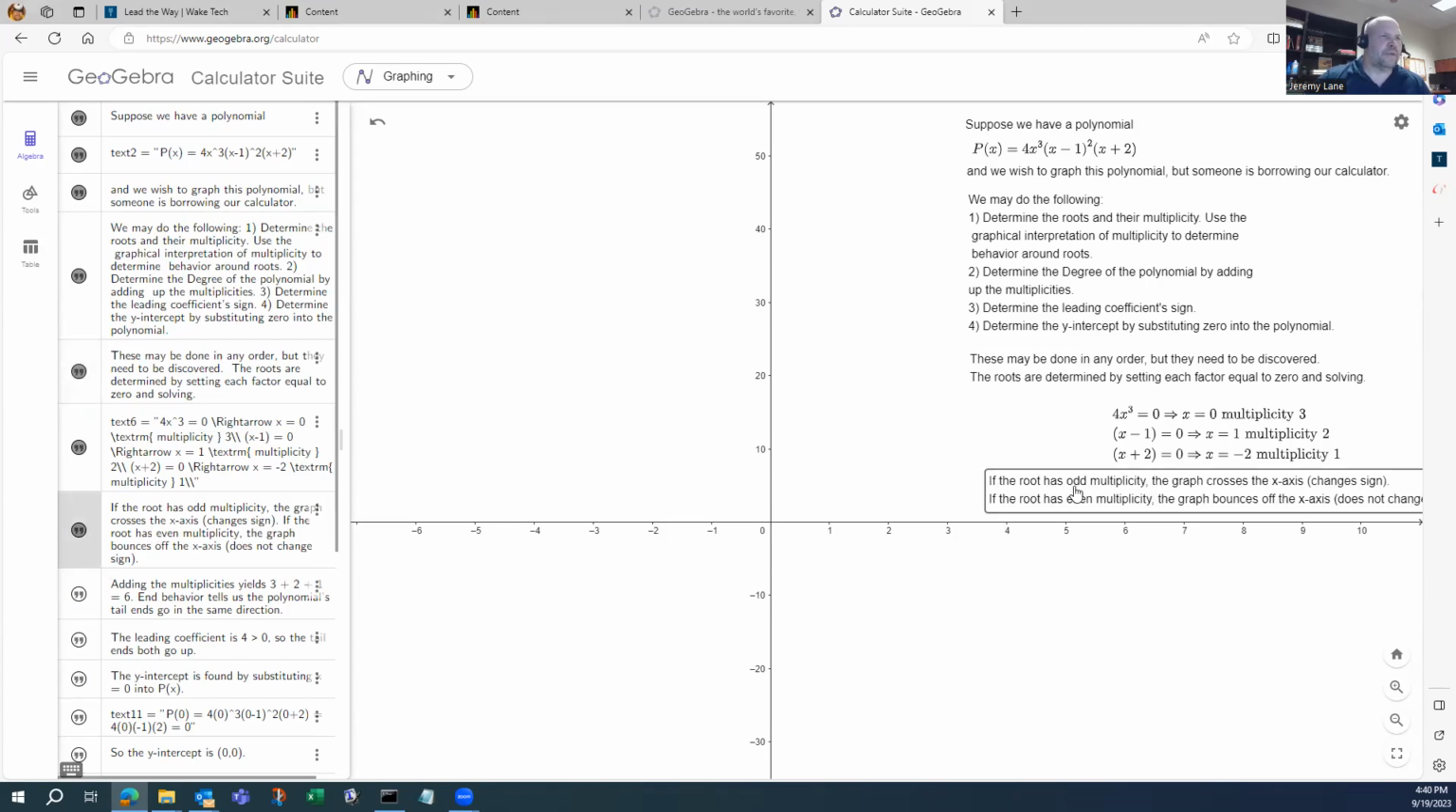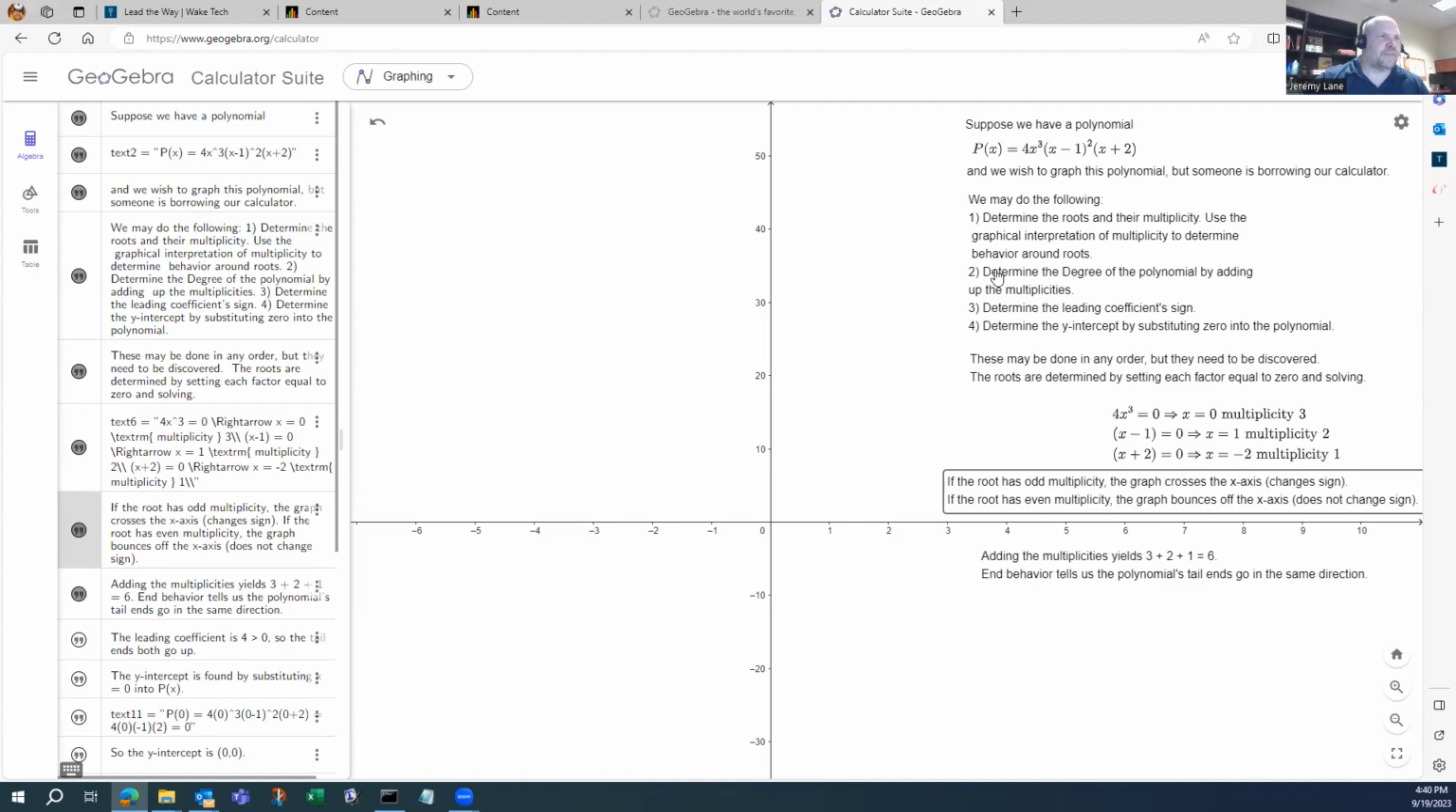Now remember, if the root has odd multiplicity, the graph crosses the x-axis. There's a change in sign. If the root has even multiplicity, the graph bounces off the x-axis, and there is no change of sign.